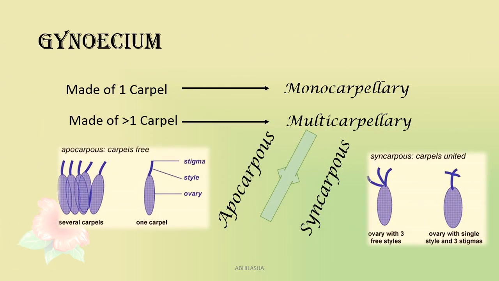Now, gynoecium is made of pistils. Now, pistil can be made up of one carpel or many carpels. If it is made of many carpels, those carpels can be either free or they can be fused together. When they are free, they are known as apocarpous, and when they are fused, they are known as syncarpous.